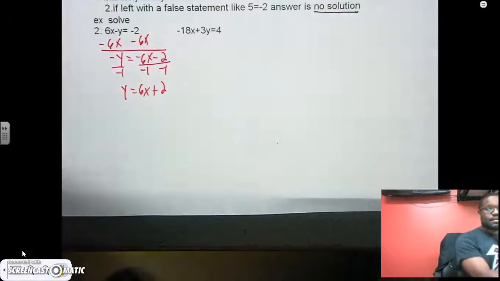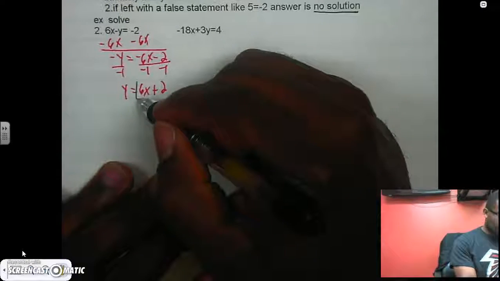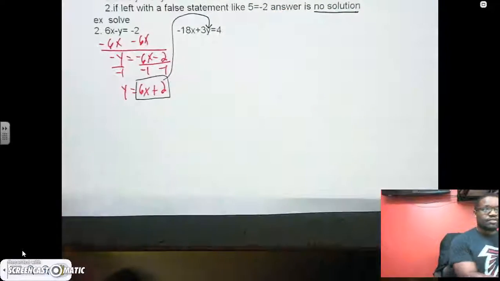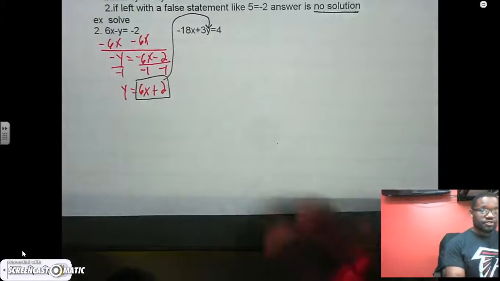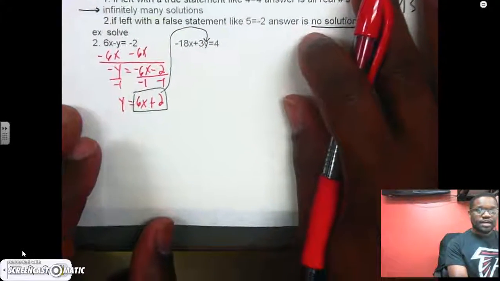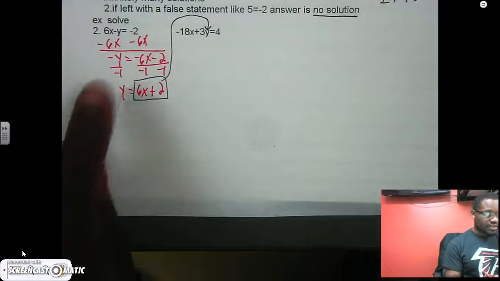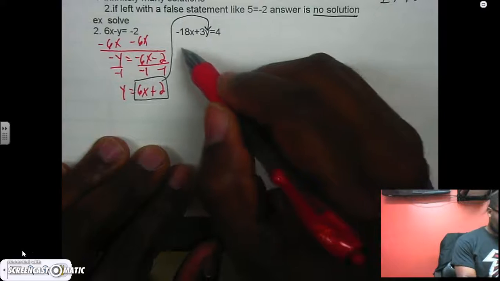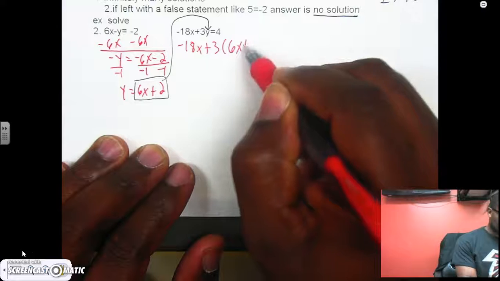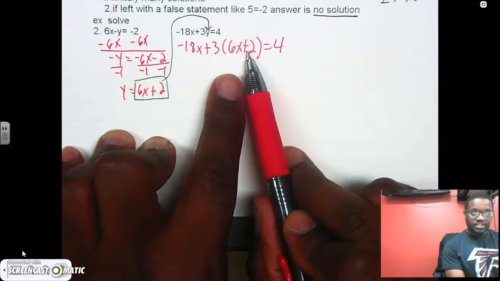Okay? Now I'm going to take what y equals and substitute it into the other equation. Not the same equation, but the other equation for y. Make sure you substitute for that variable. So notice you can solve for x or y. The first problem I solved for x here. And the second problem I solved for y. It doesn't matter. Just pick the one that's the easiest to work with, and in my opinion it was the -y there. So I have -18x plus 3 times 6x plus 2 equals 4, and in parentheses is what I substituted. That's the substitution there.